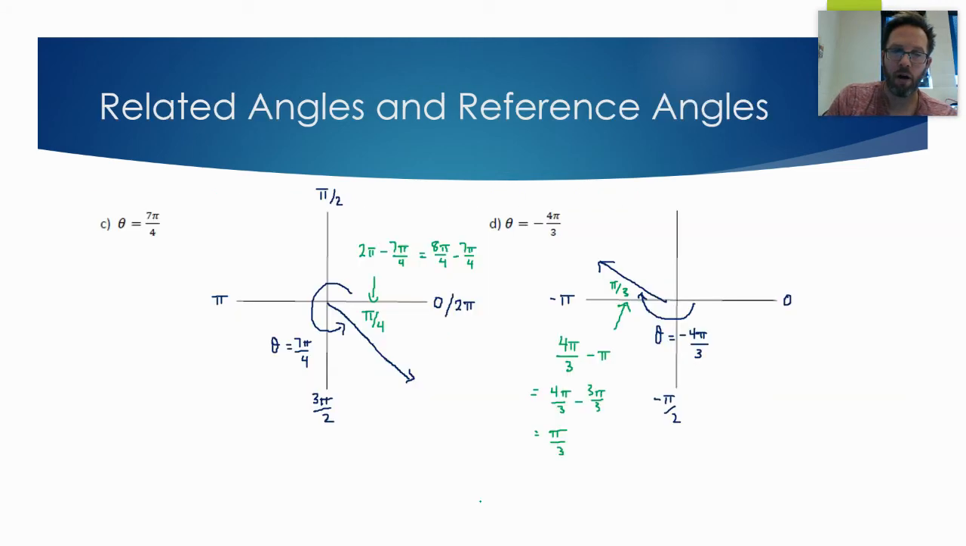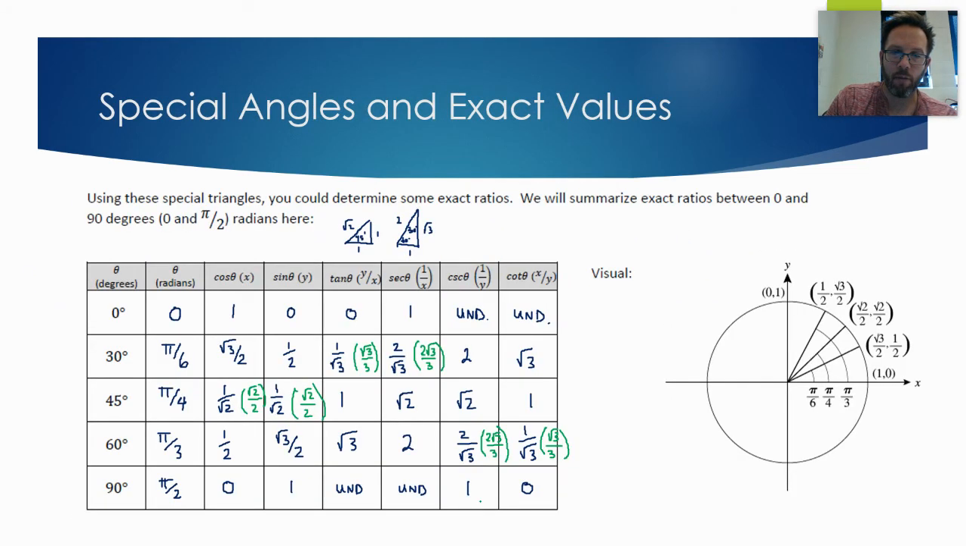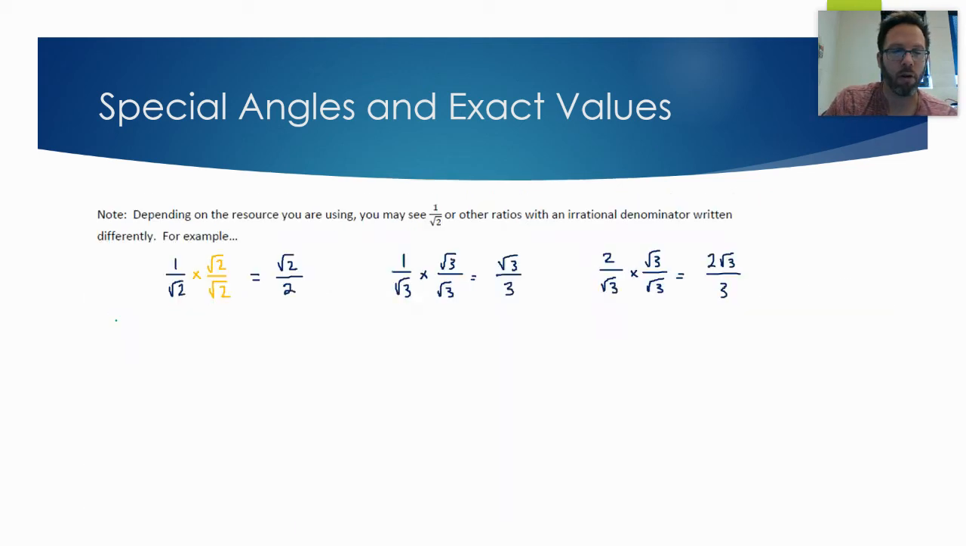And if we go back all the way to our table here, it's the exact same values that we got for 0 degrees, because 0 and 2 pi are the same angle. They share the same terminal arm.